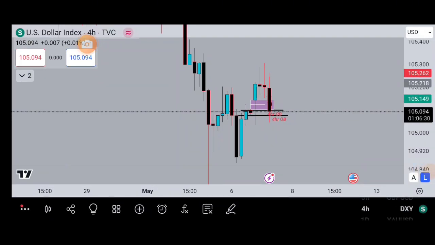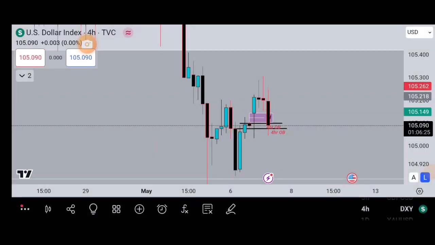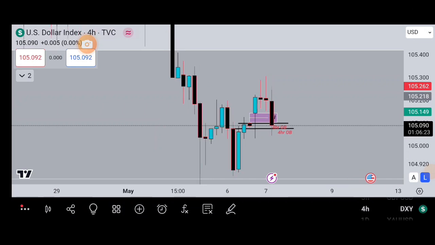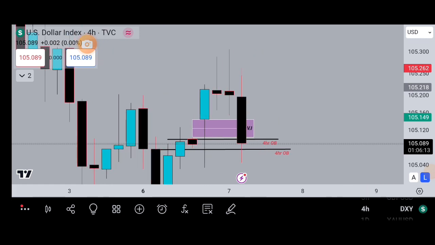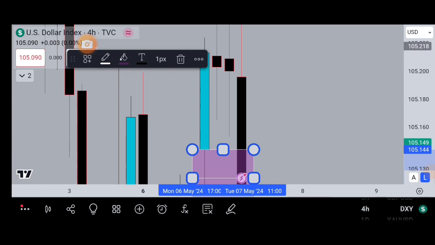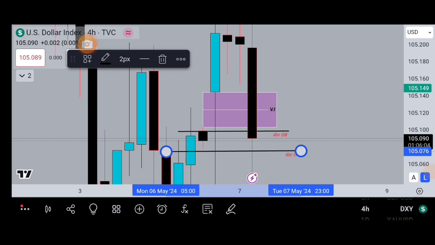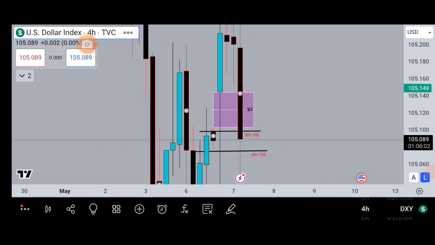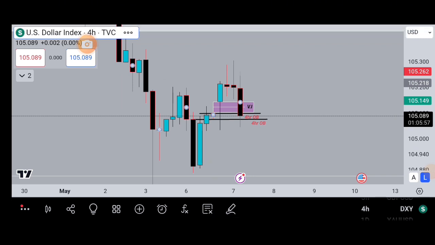So, this is the DXY. We want to look at the DXY and see what we can get from these charts today. You can see I have some labels over this chart, and I guess you know the time. This is the New York session, New York time, and let's look at what we should be expecting for today, and maybe take a trade.